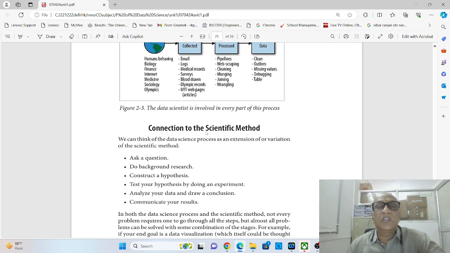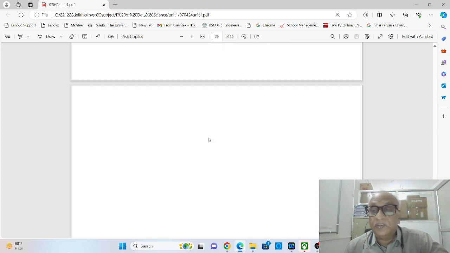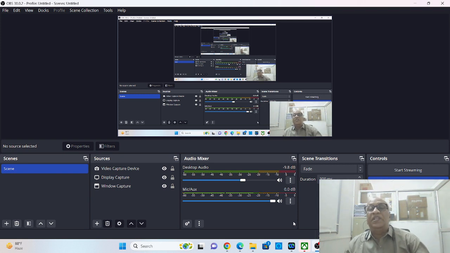Now, coming to the data science process, you can relate that with the scientific method, wherein we are asking a question, doing research, constructing the hypothesis, testing the hypothesis, analyzing the data, drawing the conclusion, communicating the results. So, you can relate with that. So, this was all about the three aspects: exploratory data analysis, data science process, and role of a data scientist.